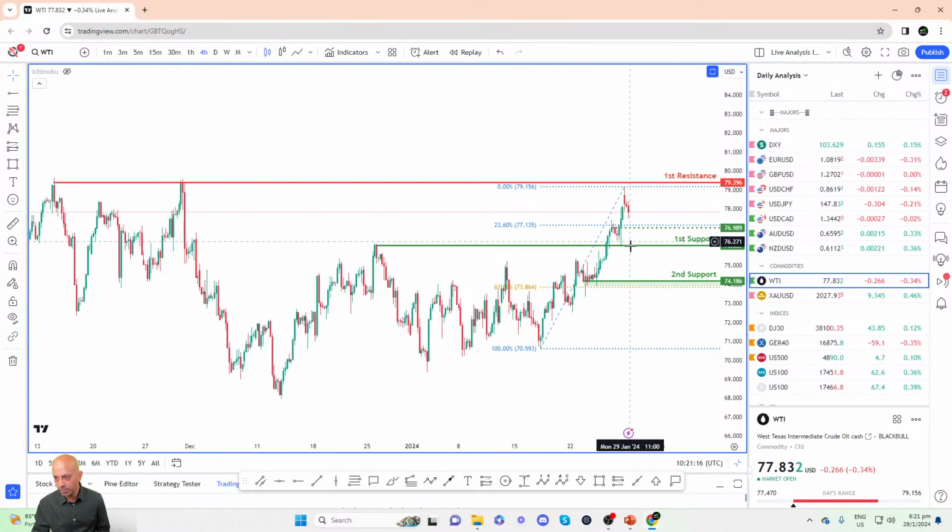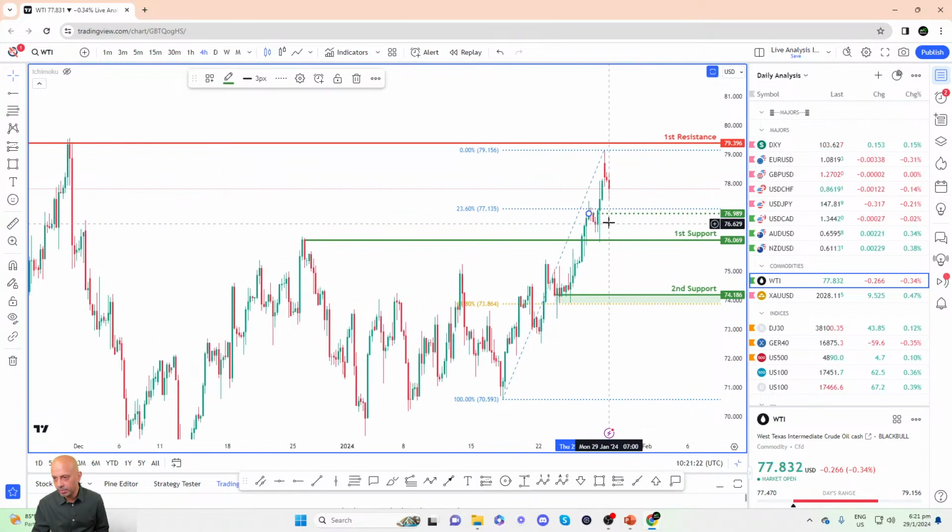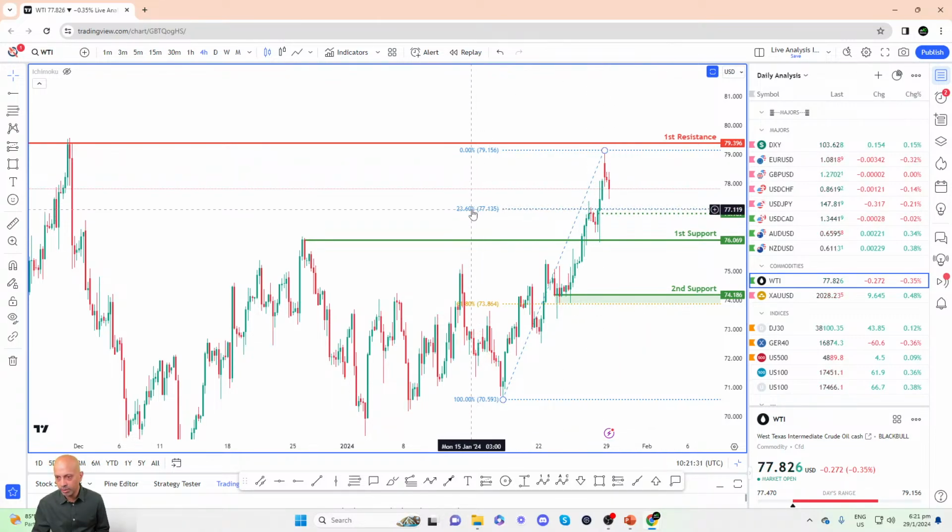So we do see prices pulling back as we speak for WTI oil. Where it could find support is this overlap level here. I'll just zoom in a bit. This price level here at 76.98 is a pretty decent pullback support level for price, which also aligns well with the 23.6% Fibonacci retracement.